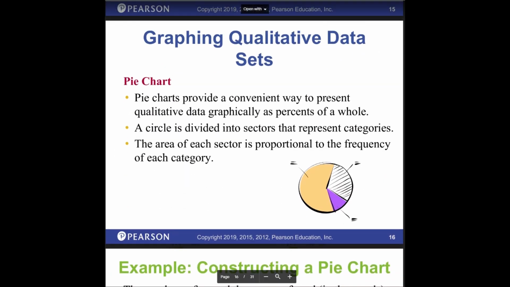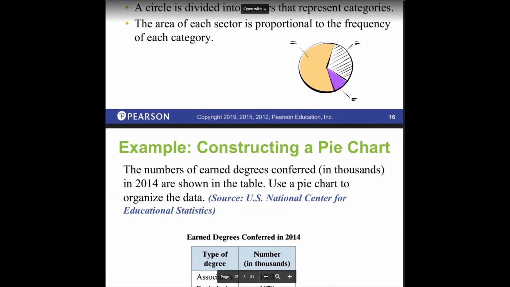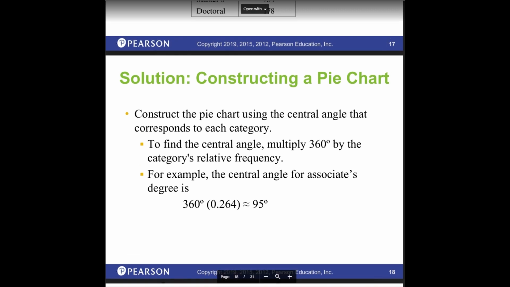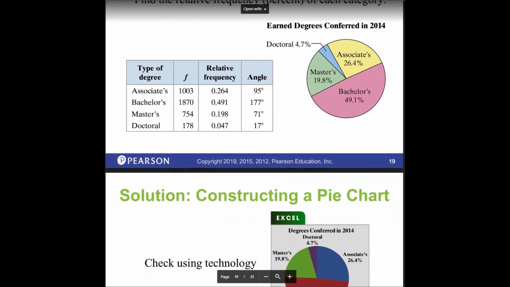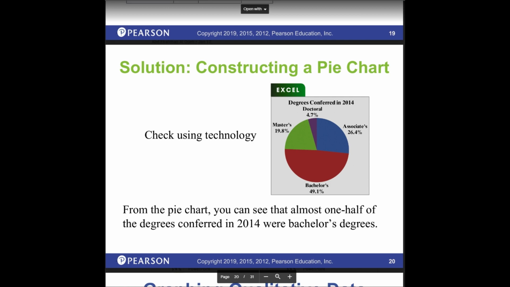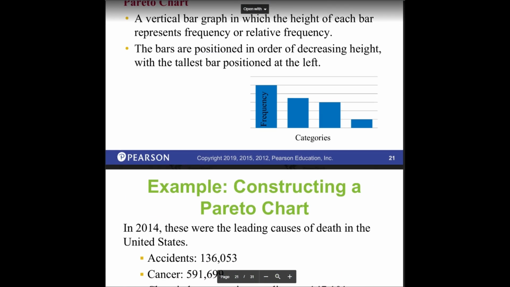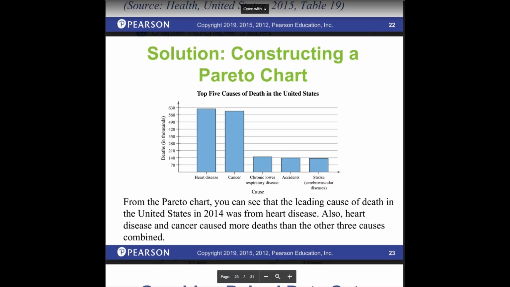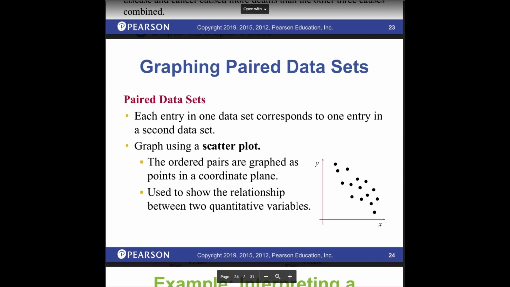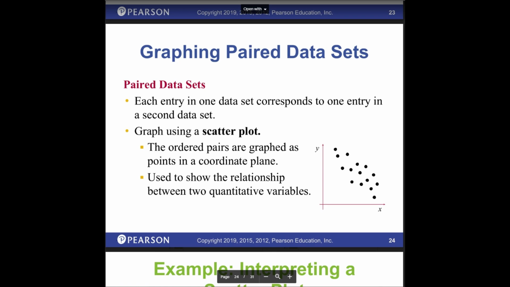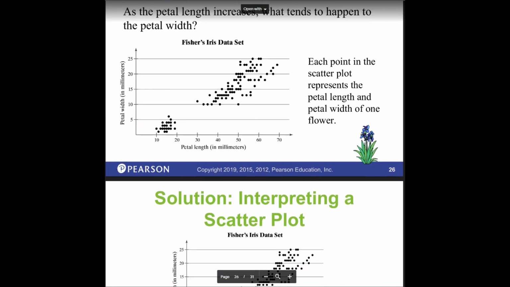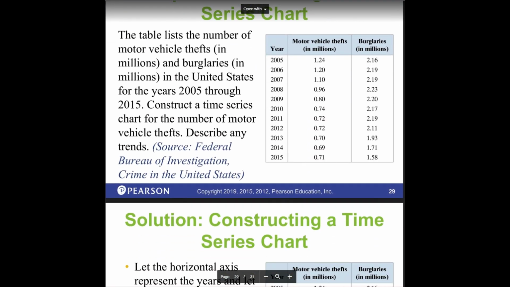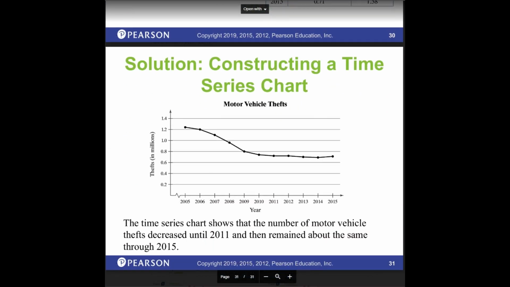We learned about the pie chart, we got an example of it, and we learned how to solve for the angle and how to solve for the percentages as well, and how to put it in Excel. Then we learned about the Pareto chart and bar graphs, and we got a few examples of that. Then we learned about paired data sets, also known as a scatter plot, and we got an example of that. And then we have the time series, and we got an example of that, and that concludes this lesson.